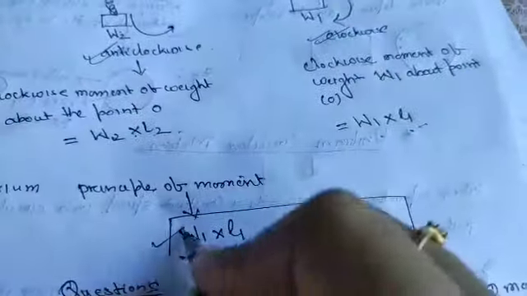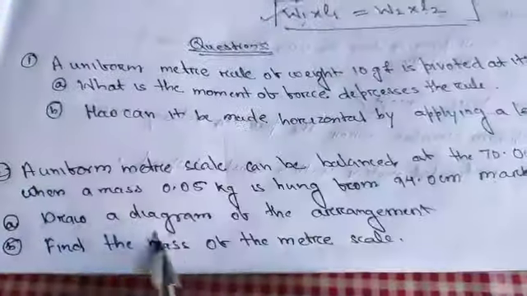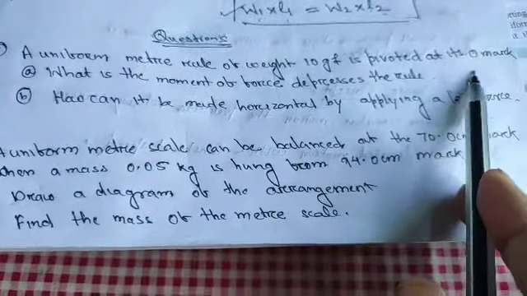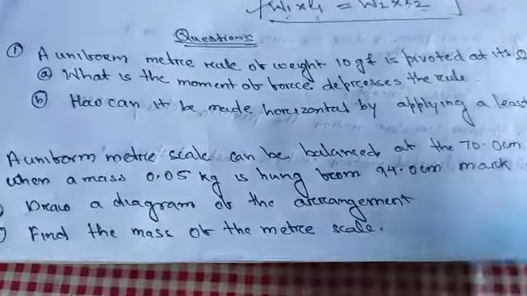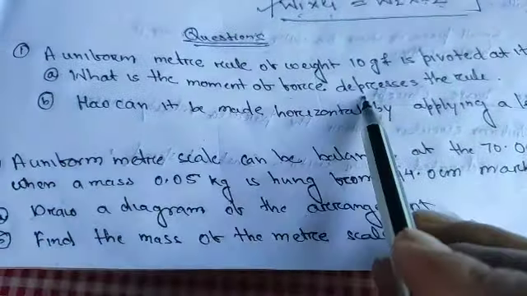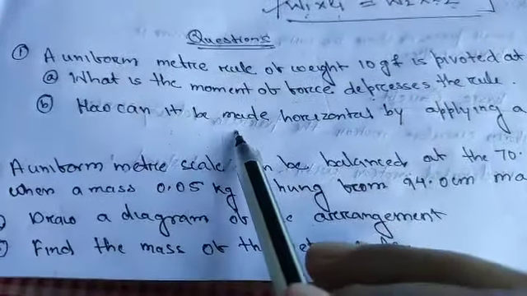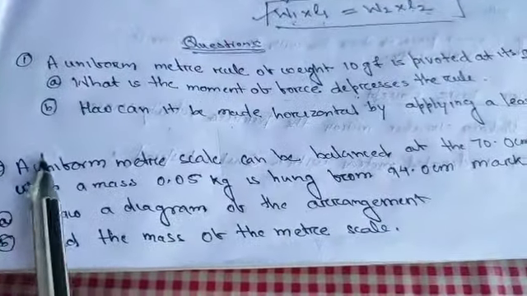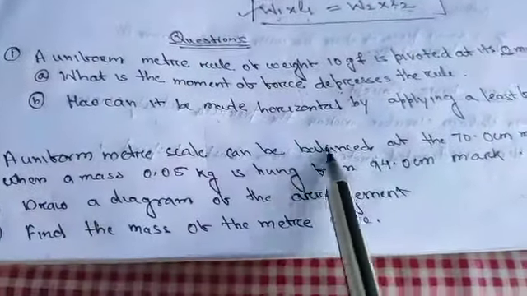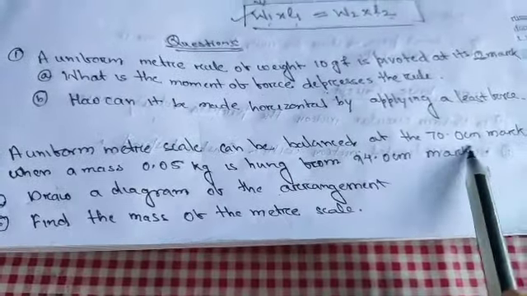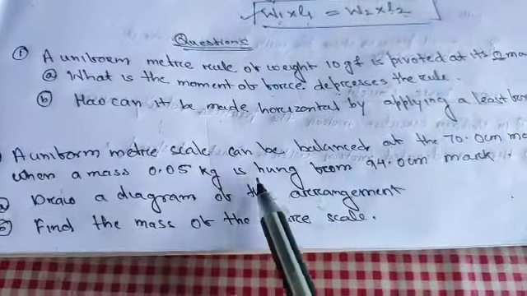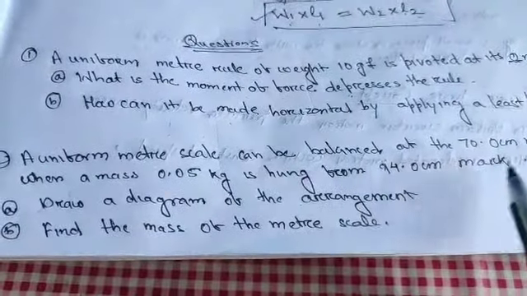On the basis of the principle of moments, students, we will focus on 2 questions I have given you as homework. A uniform meter rule weighing 10 gf is pivoted at its 0 mark. This is the 0 mark. What is the moment of force that depresses the rule, and how can it be made horizontal by applying the least force? Second question: a uniform meter scale can be balanced at the 70.0 centimeter mark when a mass of 0.05 kg is hung from the 94.0 centimeter mark.